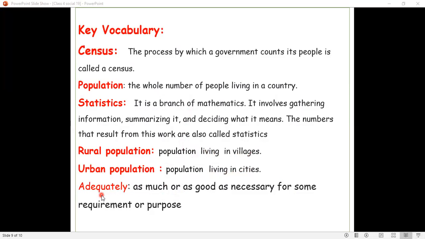And the last word is adequately. It means as much or as good as necessary for some requirement or purpose. Okay, dear students, you have to write these words in your notebook and share it with your teacher.